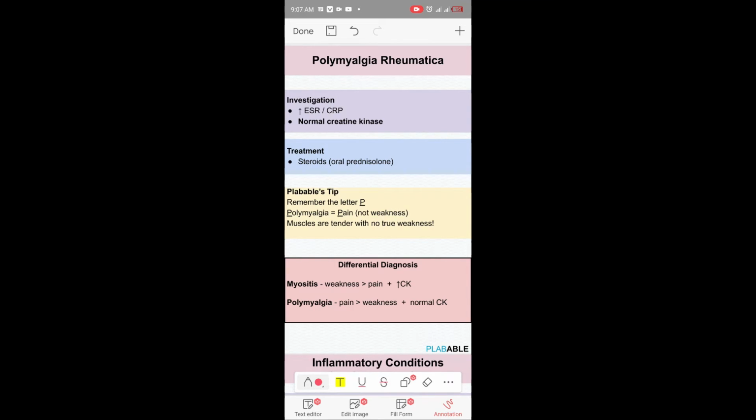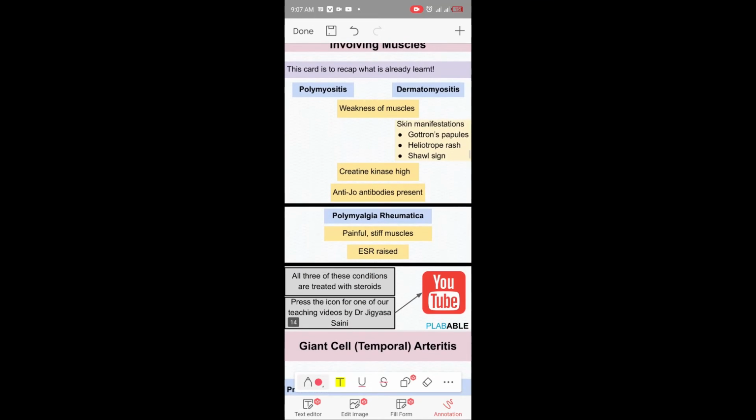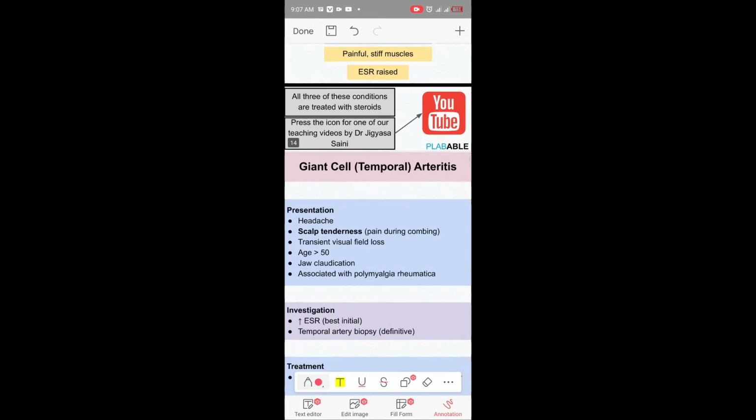So remember, with the P, polymyalgia, it is pain but not weakness. The muscles are tender, but that's not true weakness. Okay, that's fine, enough on polymyalgia. You need to remember, some lady particularly over 50 coming to you with pain in the shoulder and pain in the pelvic girdle, you go for the ESR, and you put her on steroids. CPK is normal there. That's all which I have already told you.